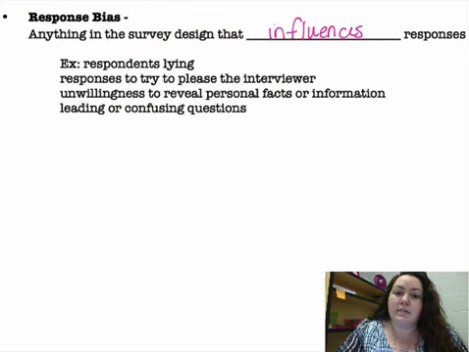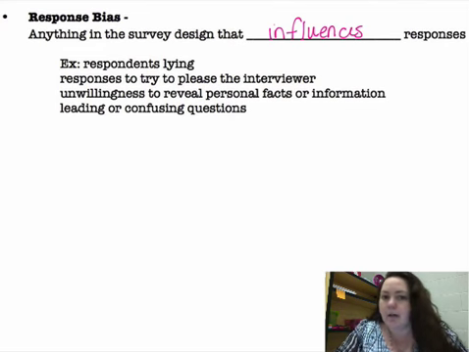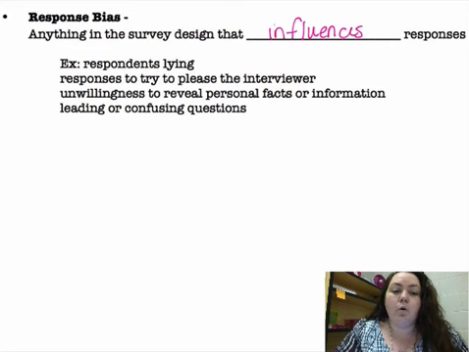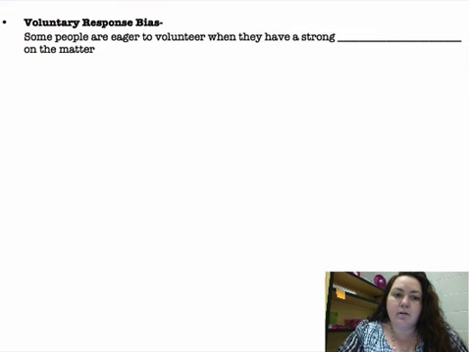So respondents lying, giving responses to try to please the interviewer. So sometimes, depending on who's asking the questions, your answer might be different to kind of impress them or not be judged harshly by them. Unwillingness to reveal personal facts or information, like if they asked your weight, maybe you don't want to tell the truth. Leading or confusing questions. So sometimes they'll word the question in a way that kind of leads you to choose one answer over the other. And then voluntary response bias.